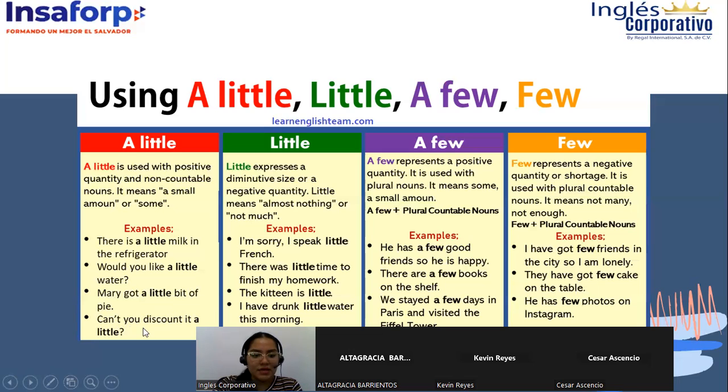Y luego dice, can you discount a little? ¿Puedes descontar un poco? Ok. De dinero. El dinero no se puede contar. Se cuentan las monedas y los dólares, pero el dinero no se puede contar. And then, ya para ir finalizando, no se me preocupen, ya los voy a soltar. Espérenme un segundo. Ok. Then we have a few. Y como les decía, estos sí se pueden contar.